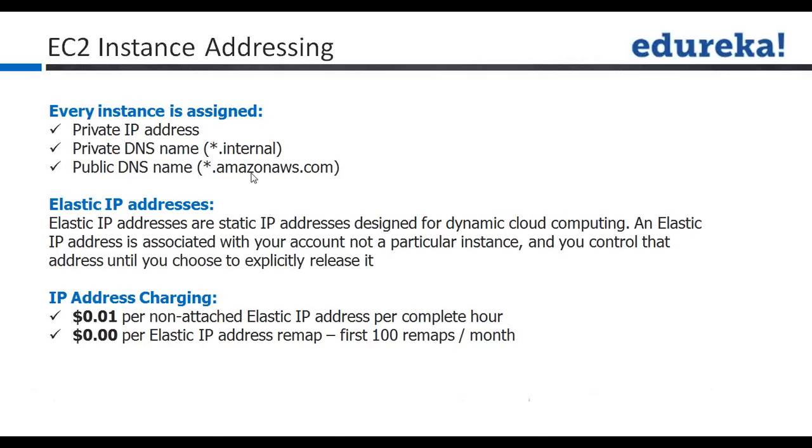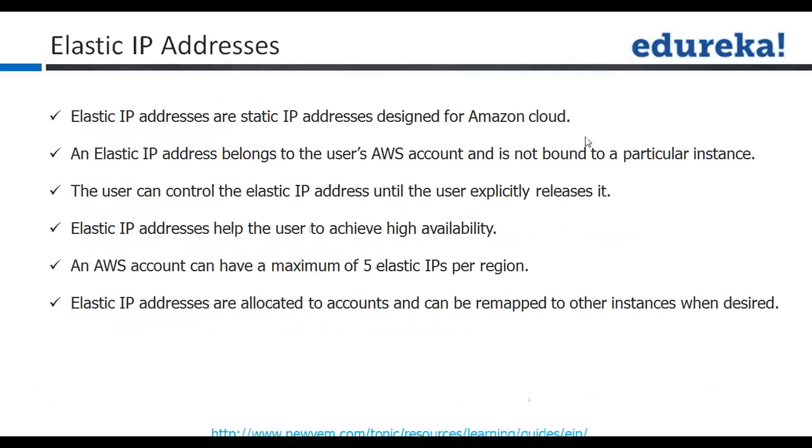So going further, elastic IP address. Elastic IP addresses are static IP addresses designed for the Amazon cloud only. An elastic IP address belongs to your account, and you can have a maximum of 5 elastic IP addresses. You have complete control over them. You can request and release them. If you want more than 5, you have to request Amazon for more. But that gives you more high availability.